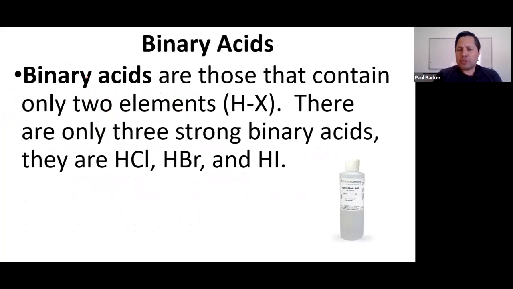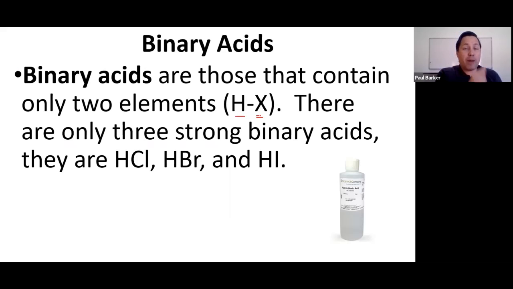Now, there are different types of acids. There are binary acids and ternary acids. We're going to go ahead and begin with the binary acids. What's a binary acid? Binary has 2 elements. That's it, only 2 elements. So binary acids are those that contain only 2 elements, hydrogen and then something else. X means just another element. Hydrogen and some other element.